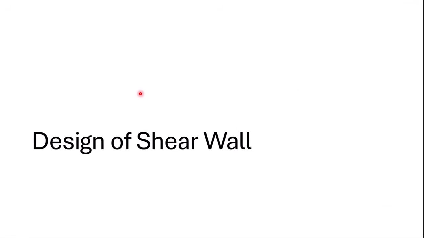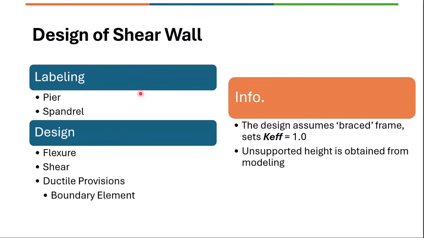Next will be the design of shear wall. Here we have the pier and spandrel labeling and their designs, and an info related to the design. The design assumes the walls as brace frames, so the effective length factor is set to unity.